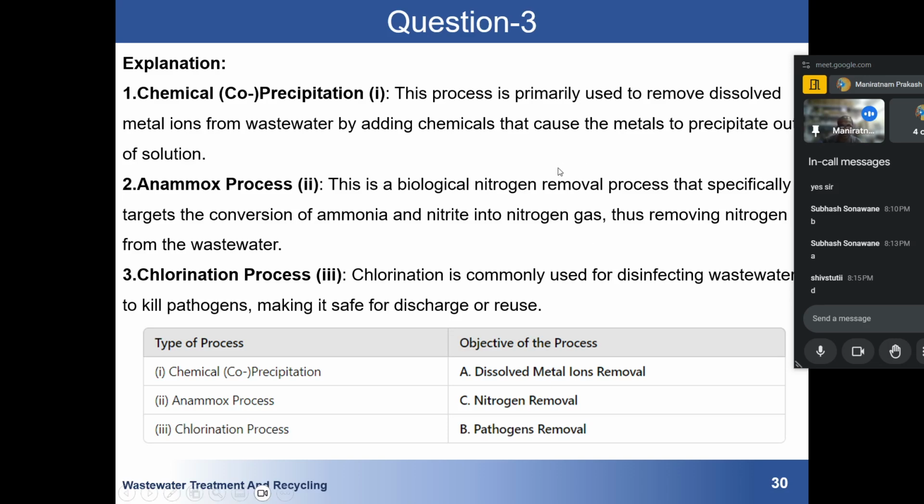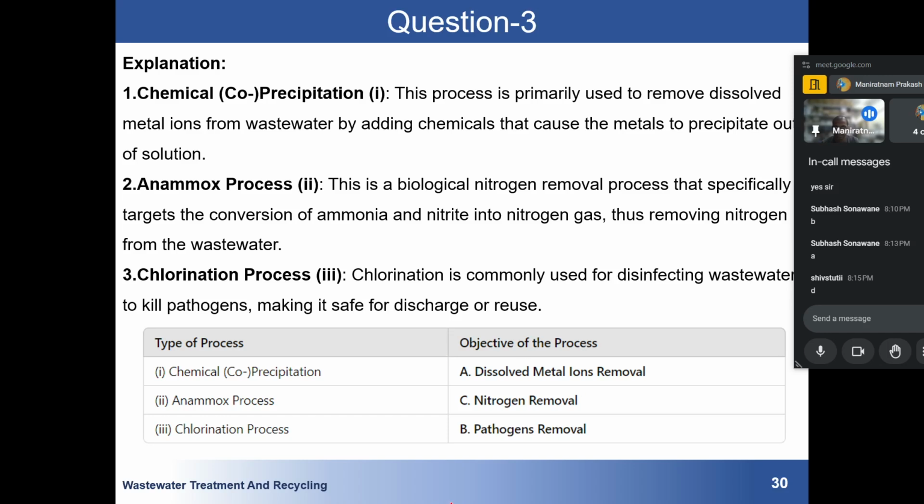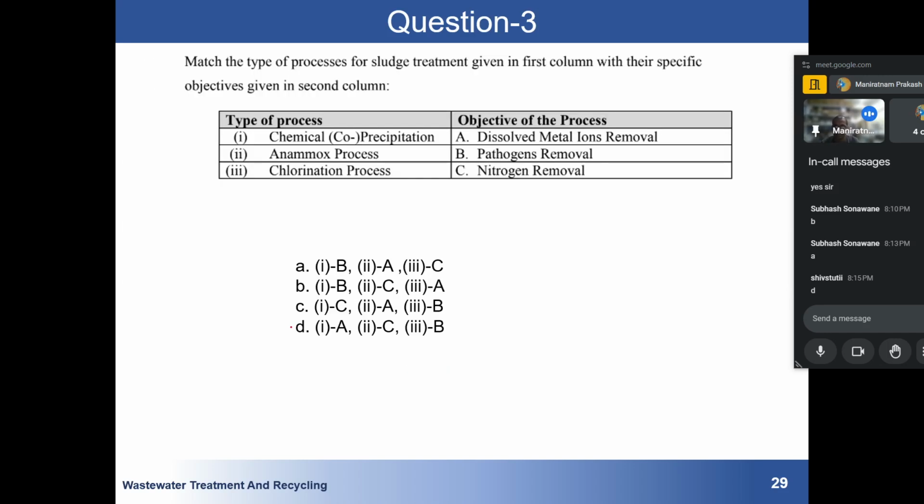This is a biological nitrogen removal process that specifically targets the conversion of ammonia and nitrite into nitrogen gas, thus removing the nitrogen from the wastewater. And finally, we have chlorination. It is commonly used for disinfecting wastewater to kill pathogens and make sure it is safe for discharge and reuse. So you see, ACB was our D option.